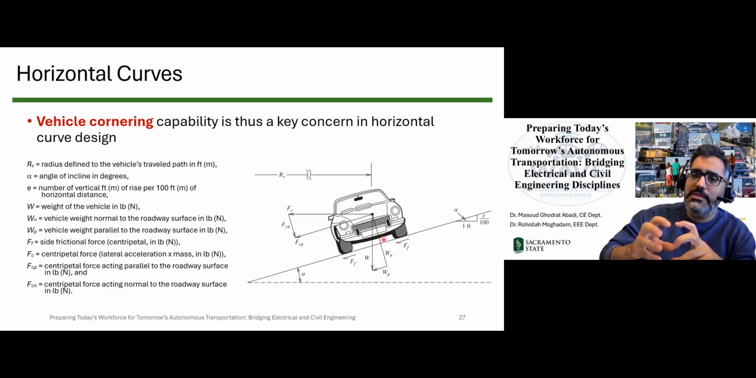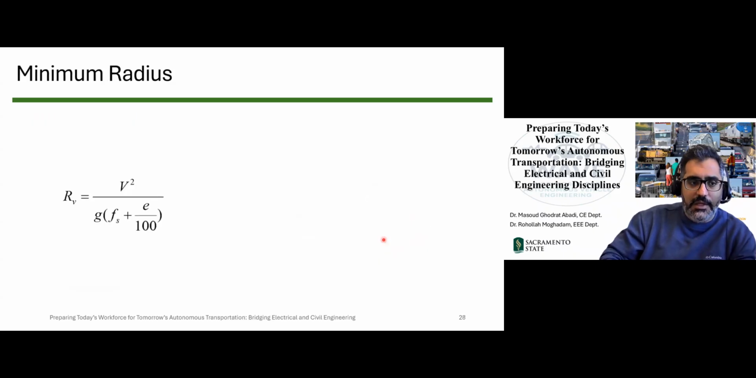If you put these forces equal to each other and try to create that balance, this is the equation that you get. So if you want to balance all those forces, a minimum radius required is v squared, whatever is the design speed, times that gravitational force times the friction that exists between the tires and the pavement and the super elevation that we designed.